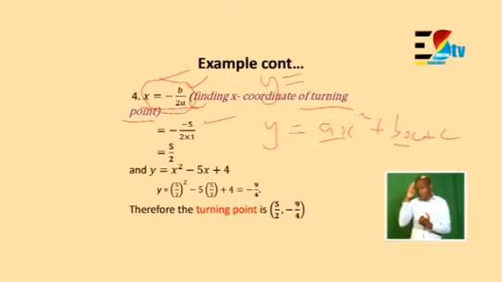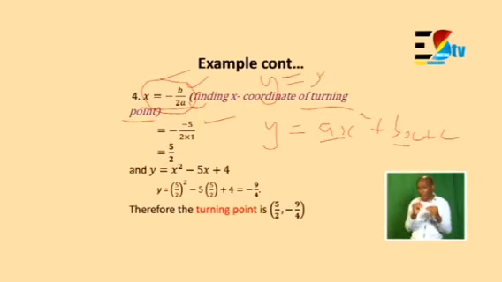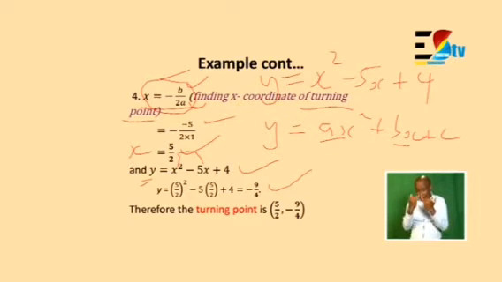Remember our equation was this one in the previous slide. This our equation, y equals x squared minus 5x plus 4. So when substituting there, we get this 5 over 2. That's the x coordinate of the turning point. And we need the y coordinate. To get the y coordinate, we use this equation to get the y value. So we take this x value, we substitute here like we are doing here. Then we get our y value as negative 9 over 4. So this is the coordinate of the turning point.